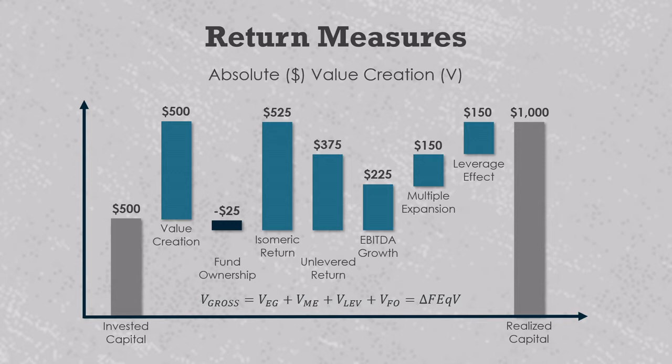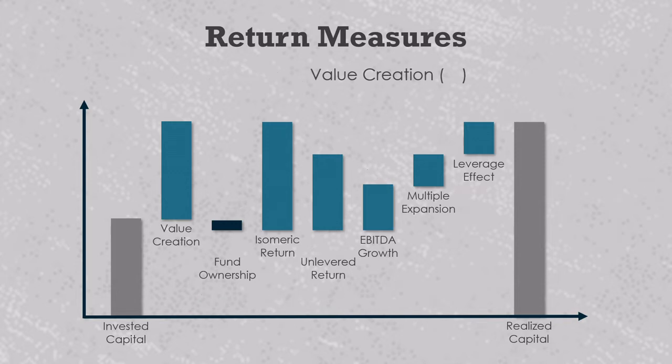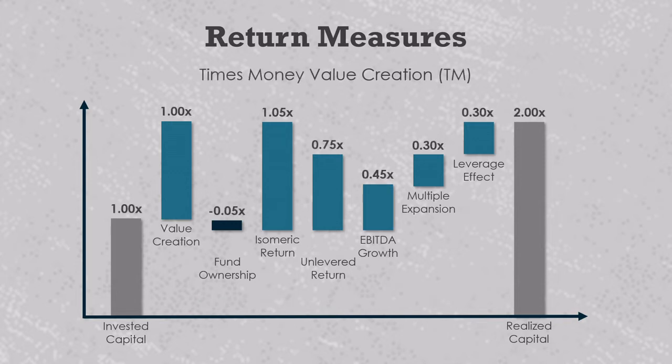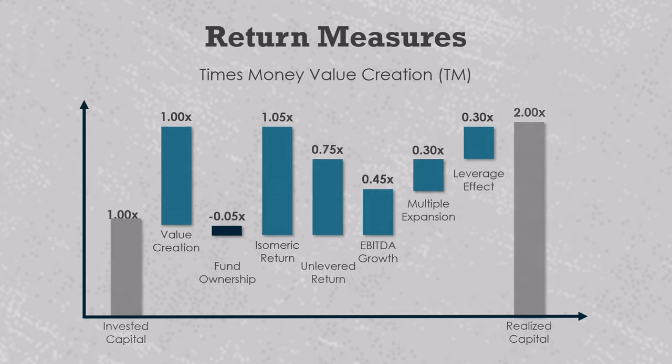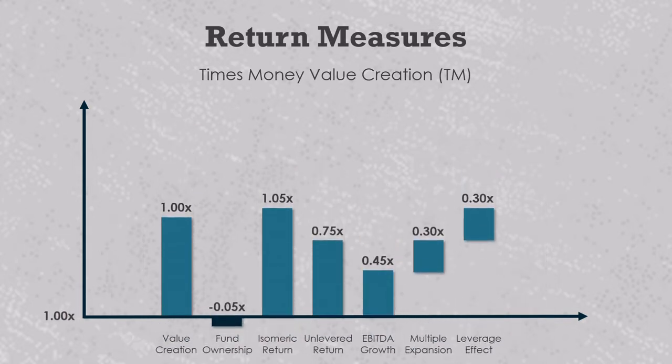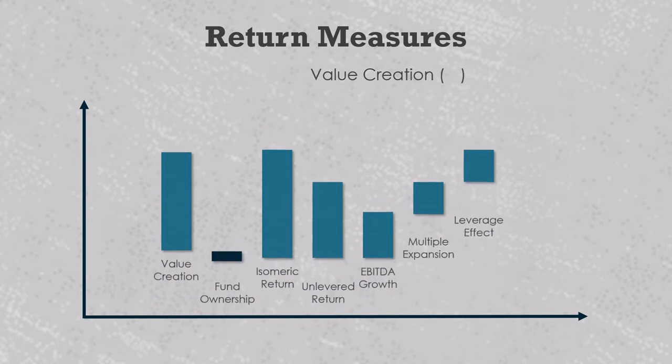If you divide everything on this chart by invested capital, you'll get the times money value creation, which was discussed in episode VC103. In this model, invested capital is always 1.0x and everything else scales to it. Quite often, the bottom part of this chart is removed, so that in the times money domain, value creation is always equal to the gross multiple of invested capital minus 1. And the times money value drivers for EBITDA growth, multiple expansion, leverage effect, and fund ownership impact add up to this number.